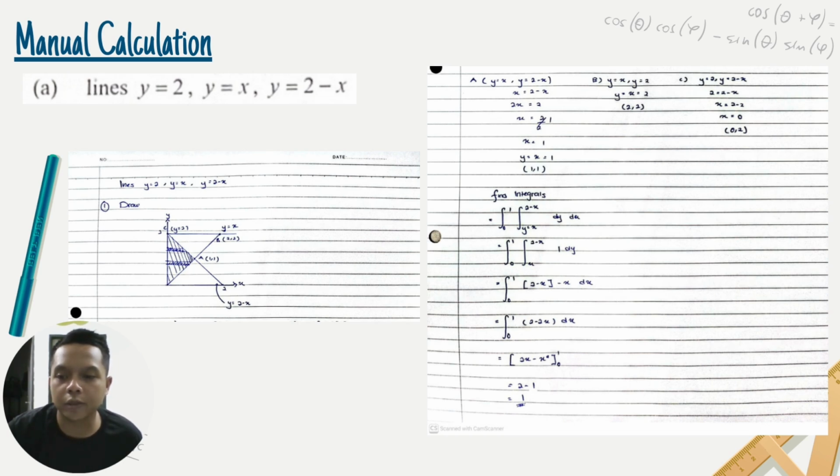The area of the region is obtained using the double integral, and therefore the area enclosed by the given lines is 1 square unit. So that's all for manual calculation.